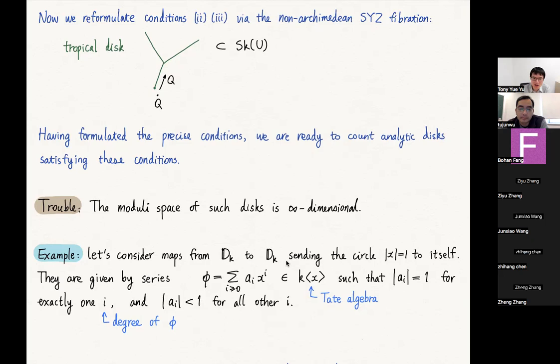In non-Archimedean geometry, all such maps are given by power series, some a_i x^i, living in the so-called Tate algebra. It just means that the norm of a_i should converge to zero as i goes to infinity. Furthermore, the condition that the circle maps to itself means that the norm of a_i equals one for exactly one i, and the norm of all the other a_i is less than one. So here you see that the situation is very different from the complex analytic case.